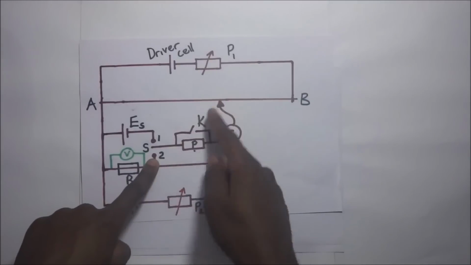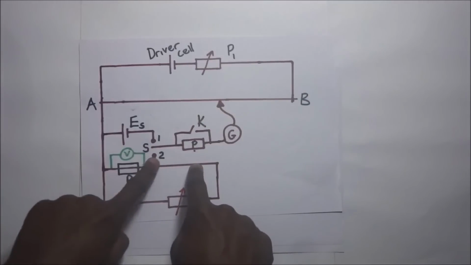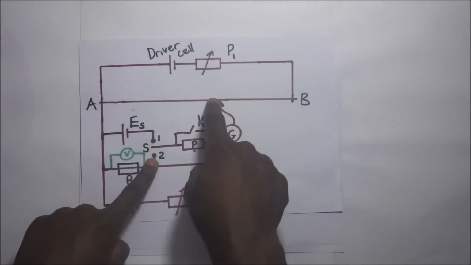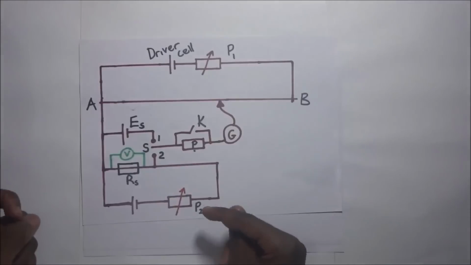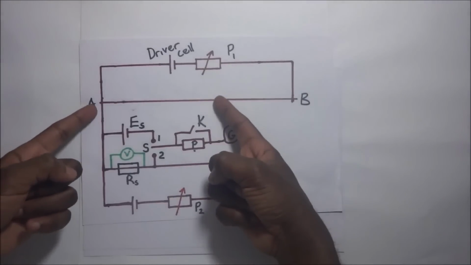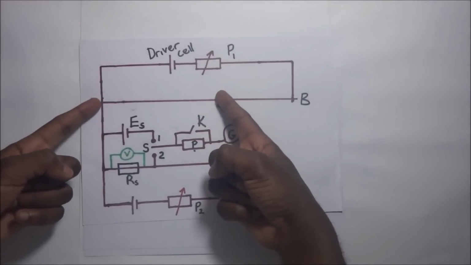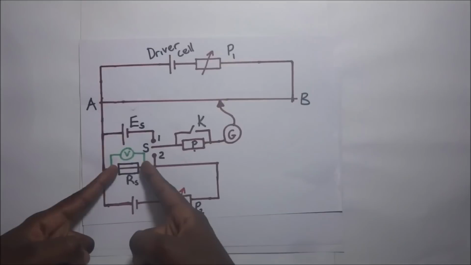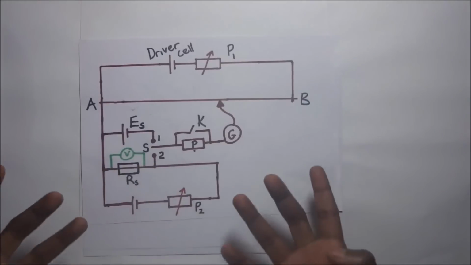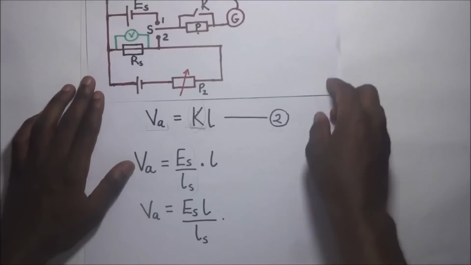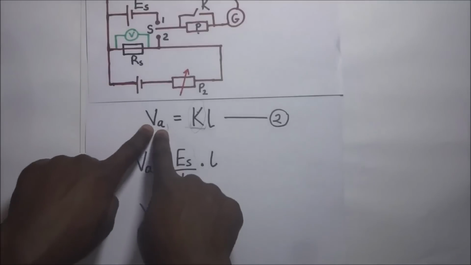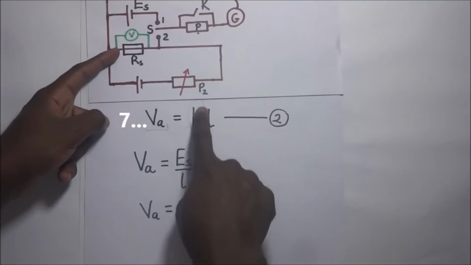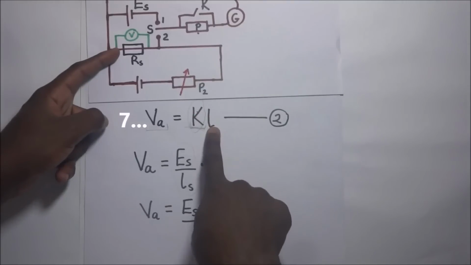So when switch K is now closed, with S still at 2, we will again tap this jockey along the slide wire AB until we attain the accurate balance point. And the potential difference at the balance length will be equal to the potential difference across this standard resistor S. And so we'll develop another expression: VA, the potential difference across that standard resistor S, is going to be the PD per unit length times the balance length we will have got, L.